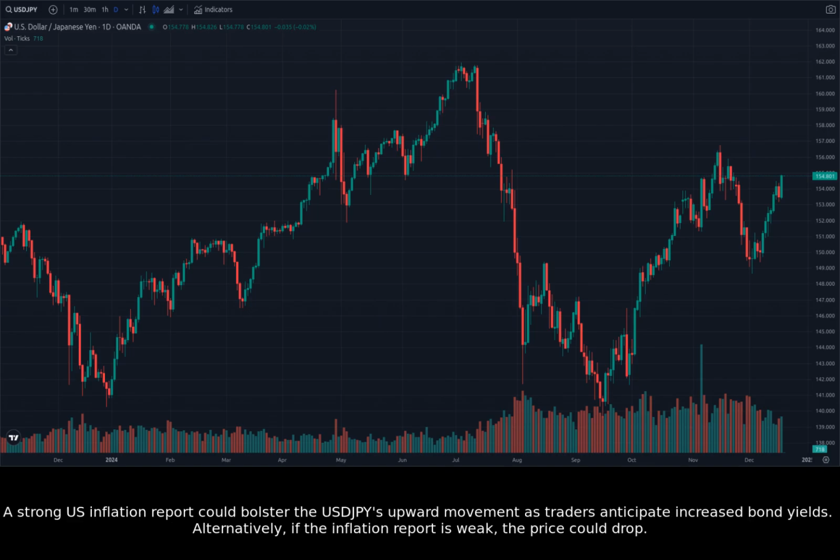A strong U.S. inflation report could bolster the USDJPY's upward movement as traders anticipate increased bond yields. Alternatively, if the inflation report is weak, the price could drop.